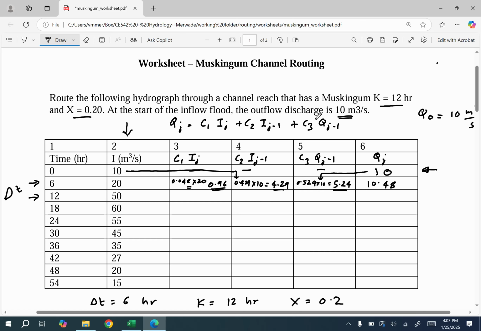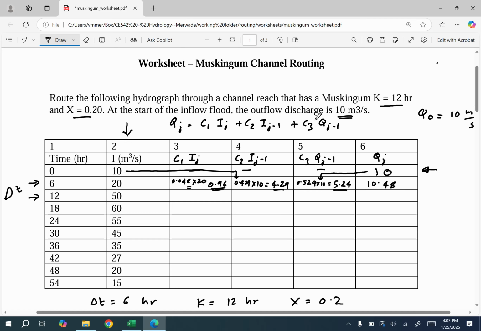Now as I said, depending on how many decimals you use for C1, C2, C3, you may get slightly different numbers than what I'm getting, but as long as they are close, I wouldn't worry too much about it. So let's do one more row and then we will try to do this in Excel. So C1 times Ij, so C1 is again 0.048.